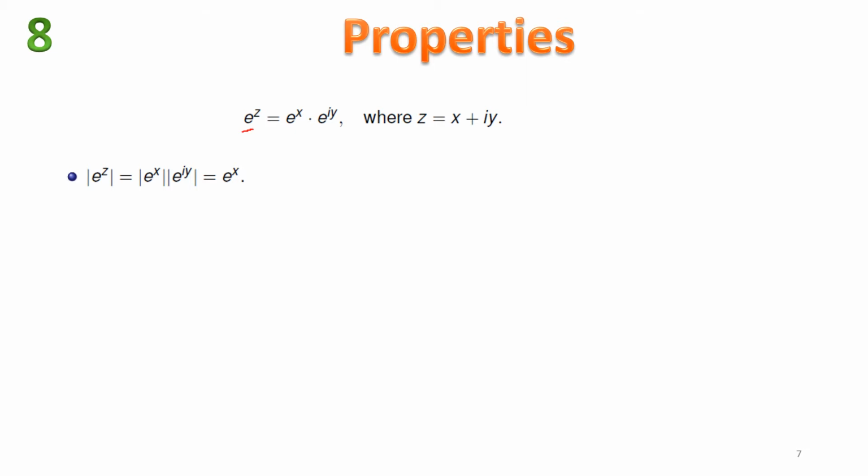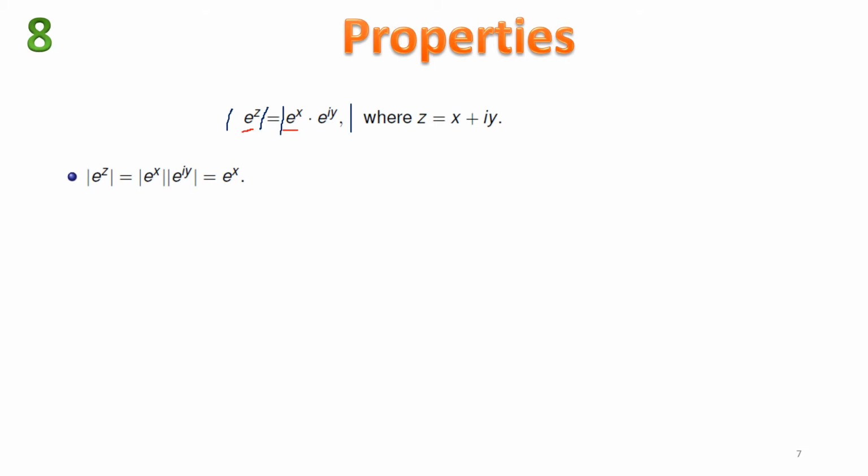Obviously, e to the z is equal to e to the x into e to the iy. Now we are interested in finding mod of e to the z. So when we are taking mod on both sides, mod of e to the z is equal to mod of e to the x into e to the iy. So modulus of a product of two entities, two functions, is equal to the product of their moduli.